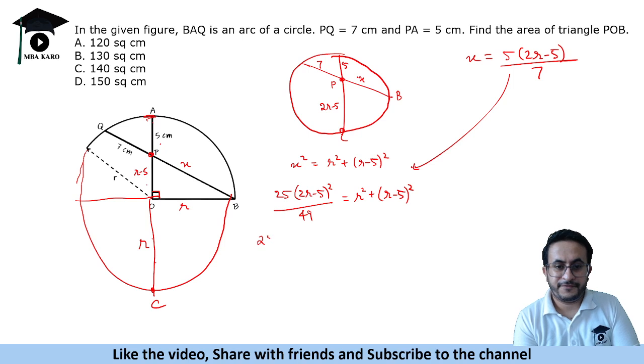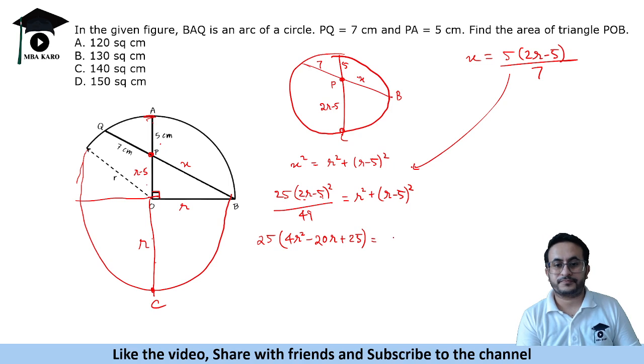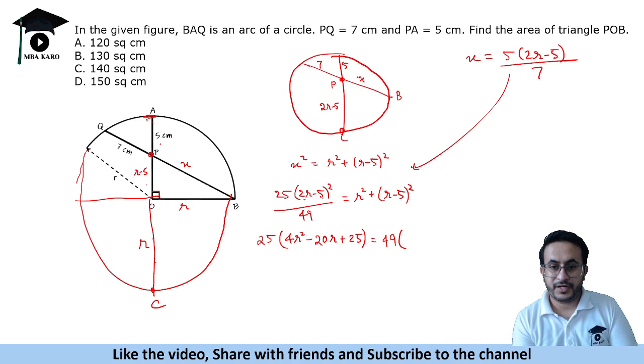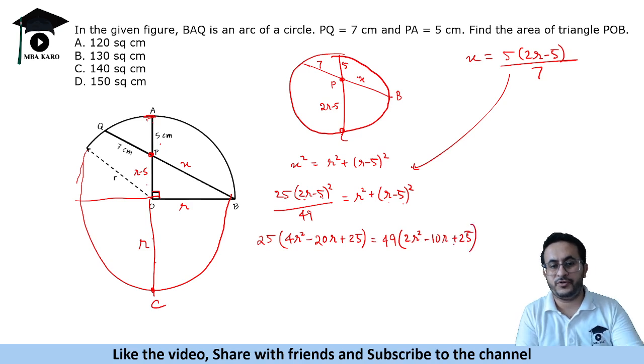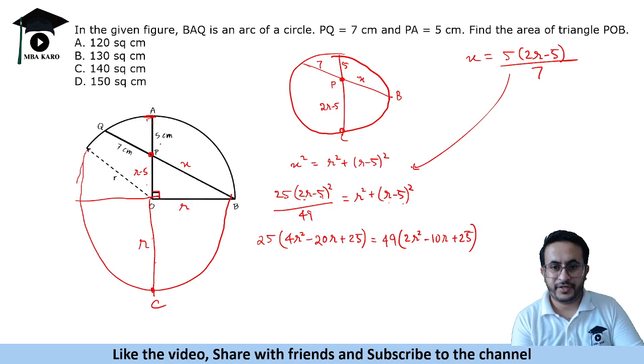So it will be 25, inside we will get 4r square, 2 into 5 10 and into 2 20, minus 20r plus 25. Okay, that equals 49 times of, this will be r square plus r square, that will be 2r square, minus 5r minus 10r plus 25. So a bit of calculation will be needed, or one could have just guessed some numbers and got it that way as well.